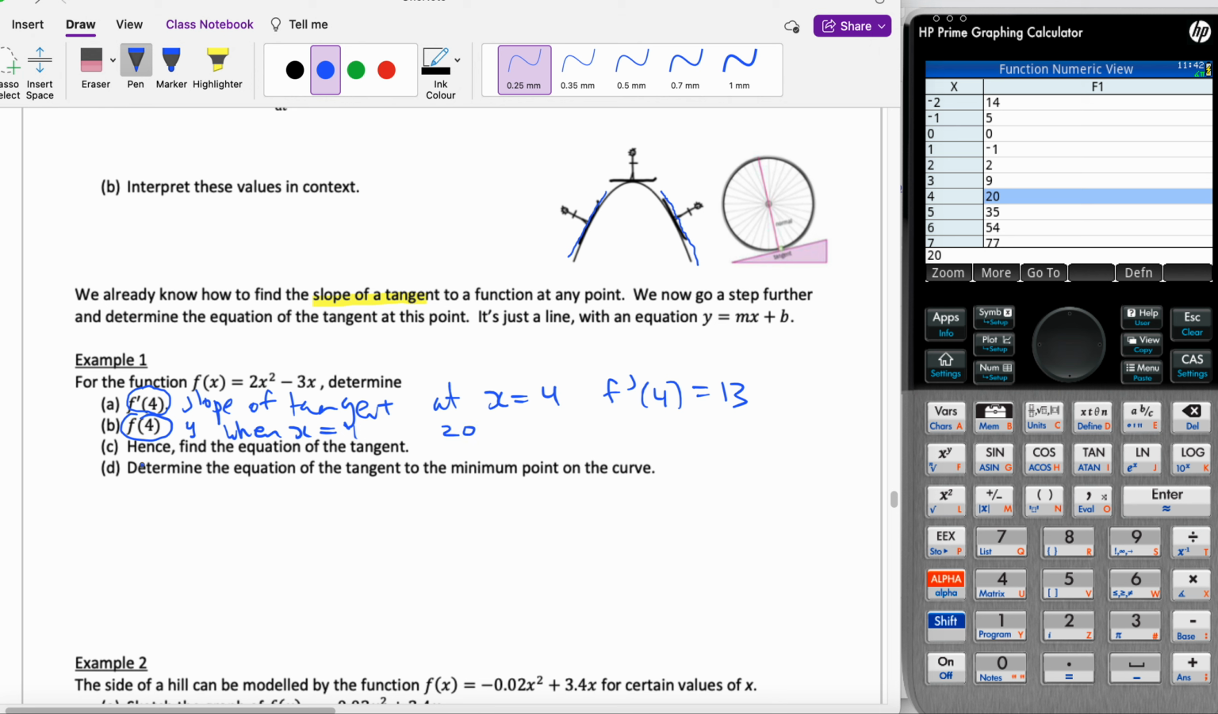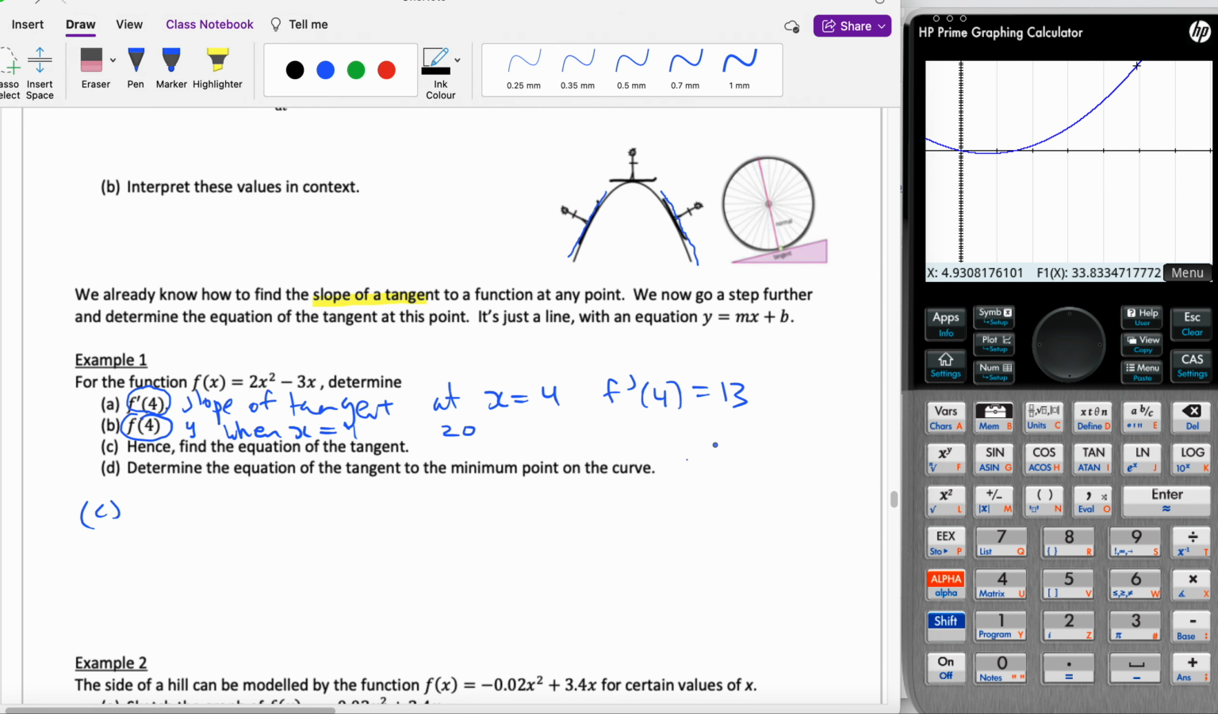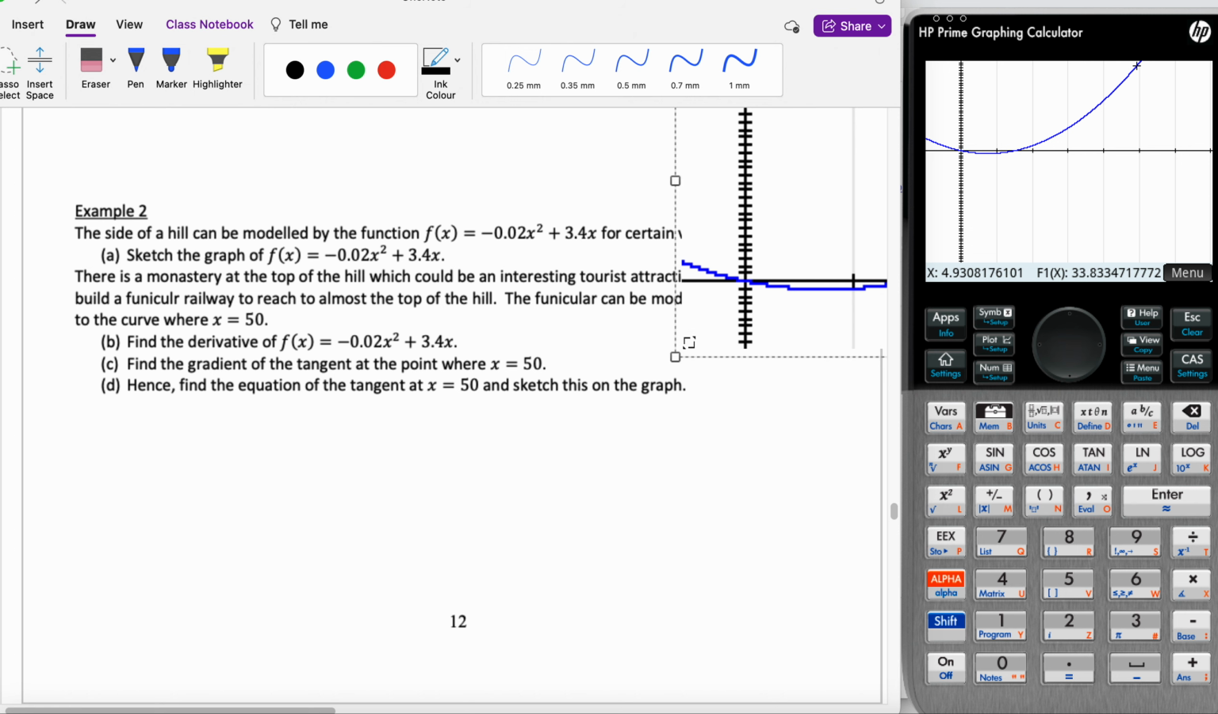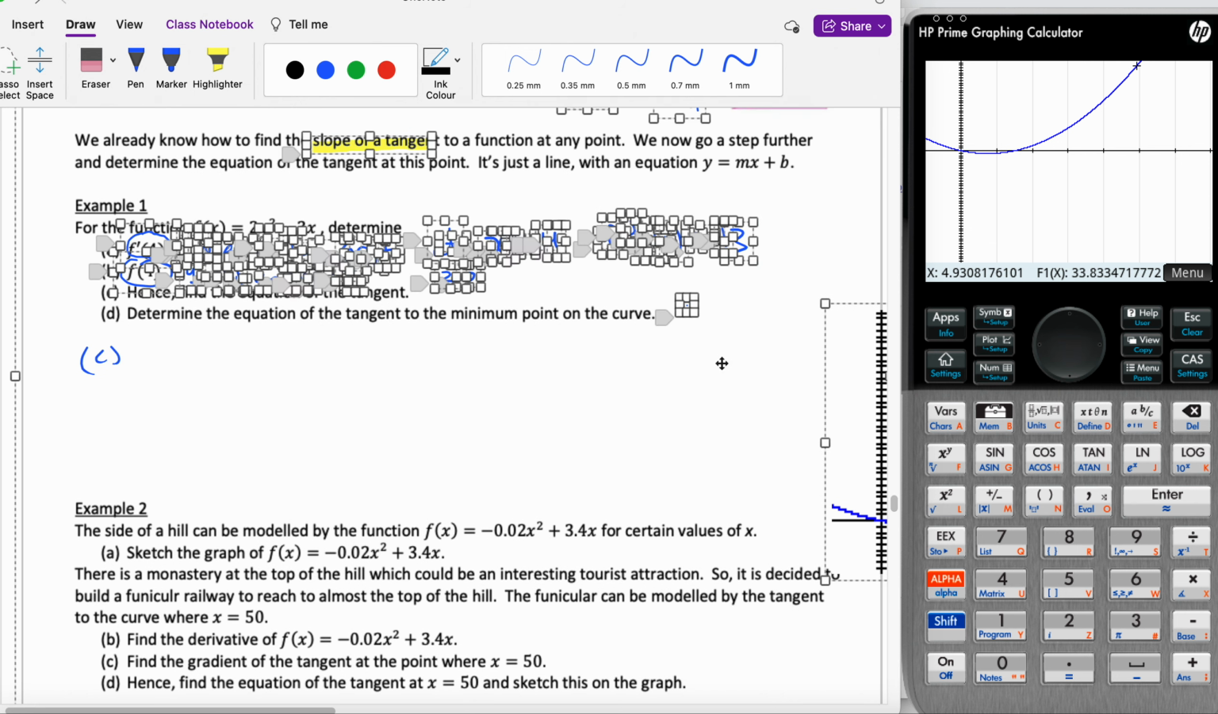Okay, so now is the slightly new part, but it's actually not new. This is just the equation of a line. So you do the same thing that you have done for years, which is either your mx plus b, or if you prefer the point slope form, whichever form suits you better. Okay, so here we go.